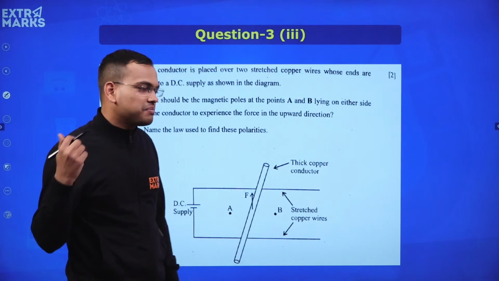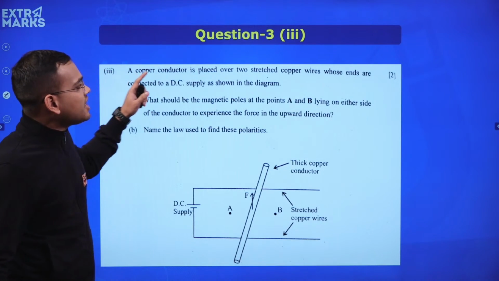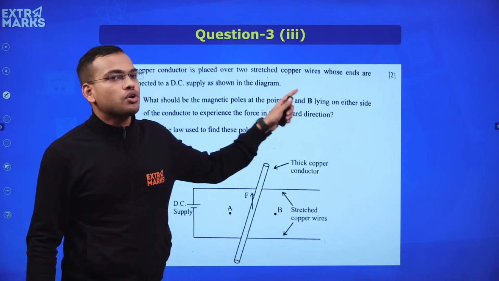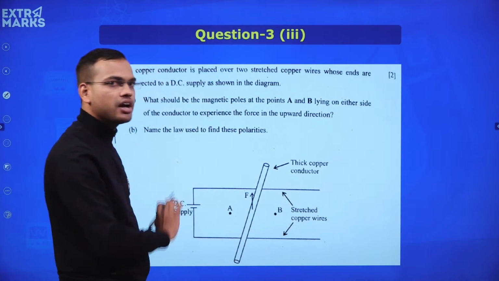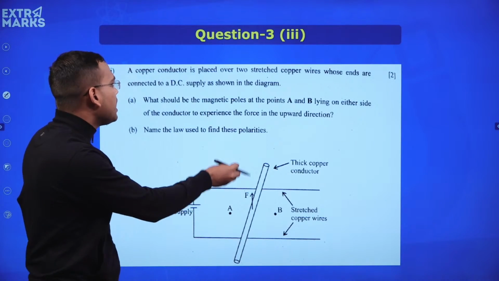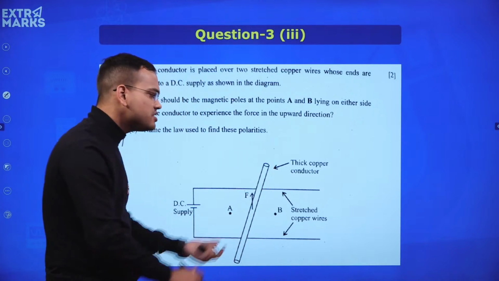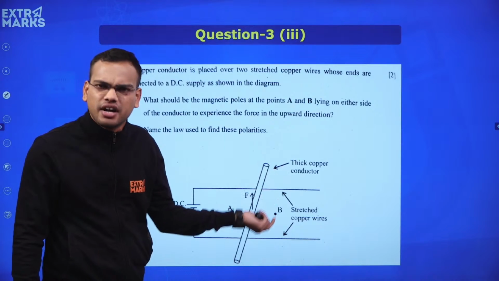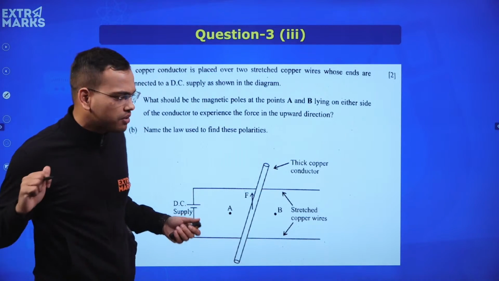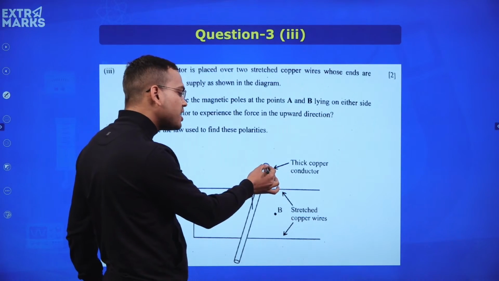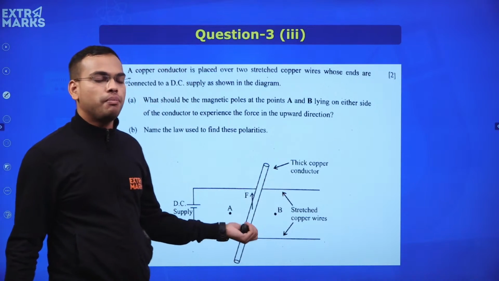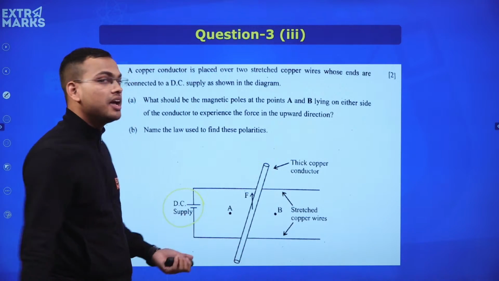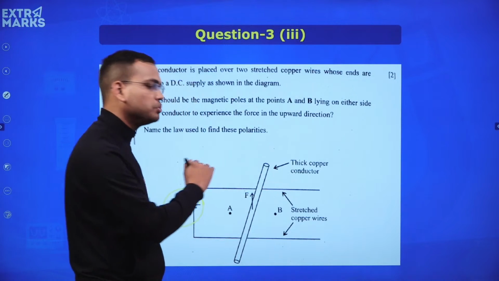Keep calm and think. A copper conductor is placed over two stretched copper wires. These are stretched copper wires, and on that a copper conductor is placed. This is not a rod; this is a copper conductor in the shape of a rod. Once this copper conductor touches these stretched copper wires and is connected to a DC supply, current will start flowing through the wire.